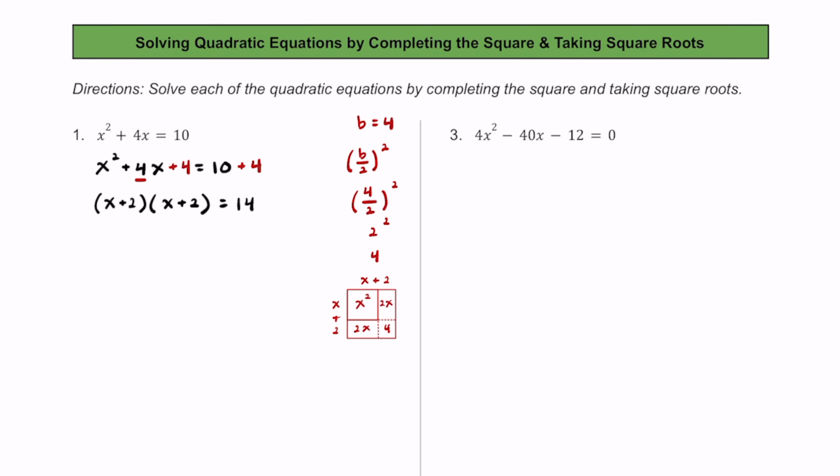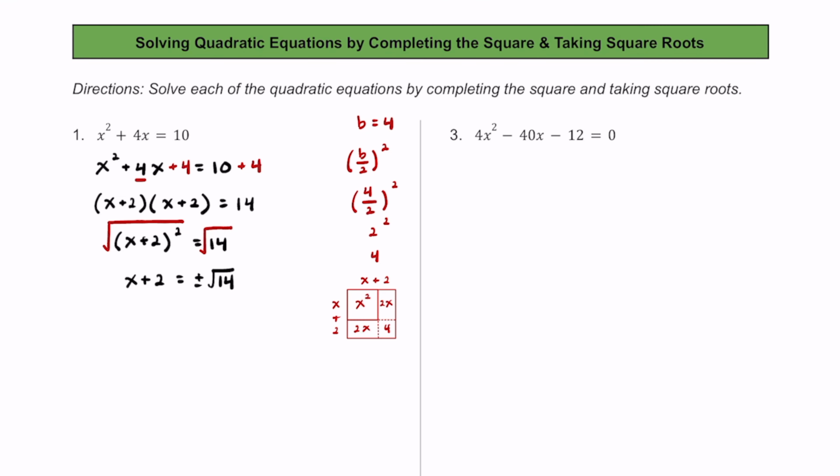On the left side of the equation, we can now condense this to the quantity x plus 2 squared, and that's equal to 14. Then we can take the square root of both sides of the equation, just like this. The square root of the quantity x plus 2 squared is just going to be x plus 2. And on the right side, we're going to have plus or minus the square root of 14.